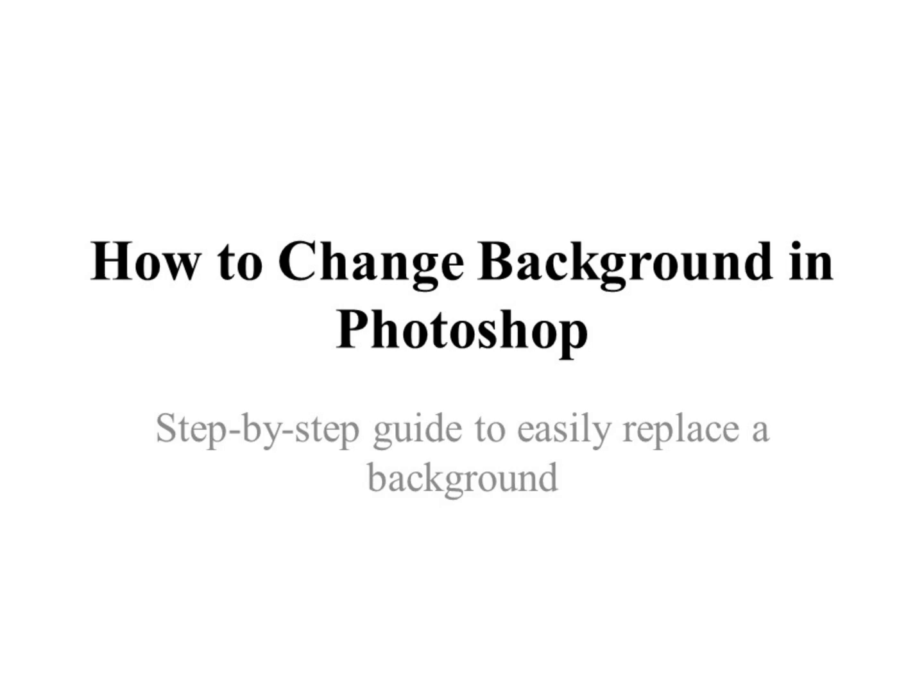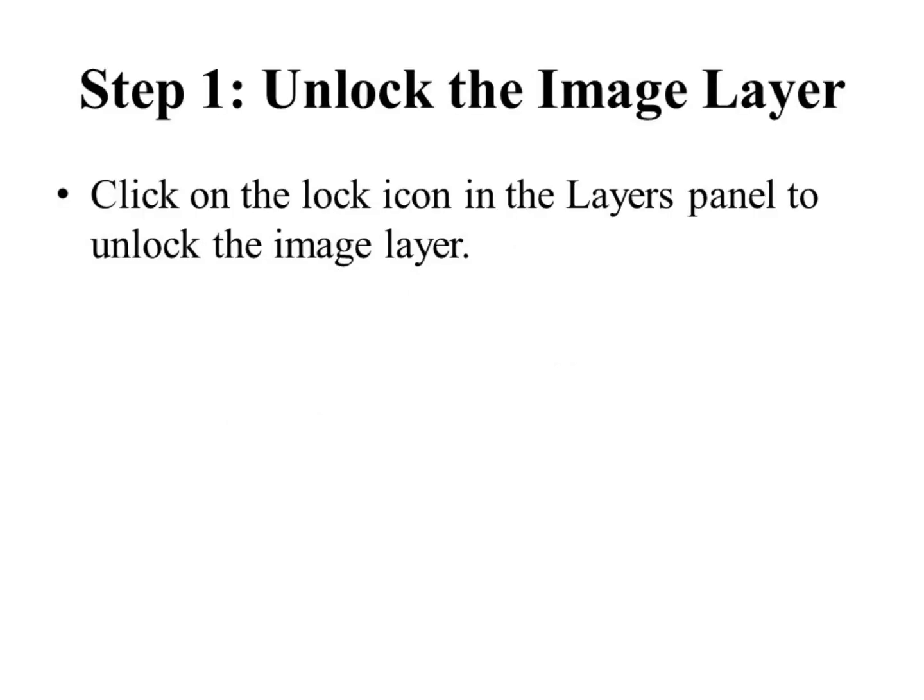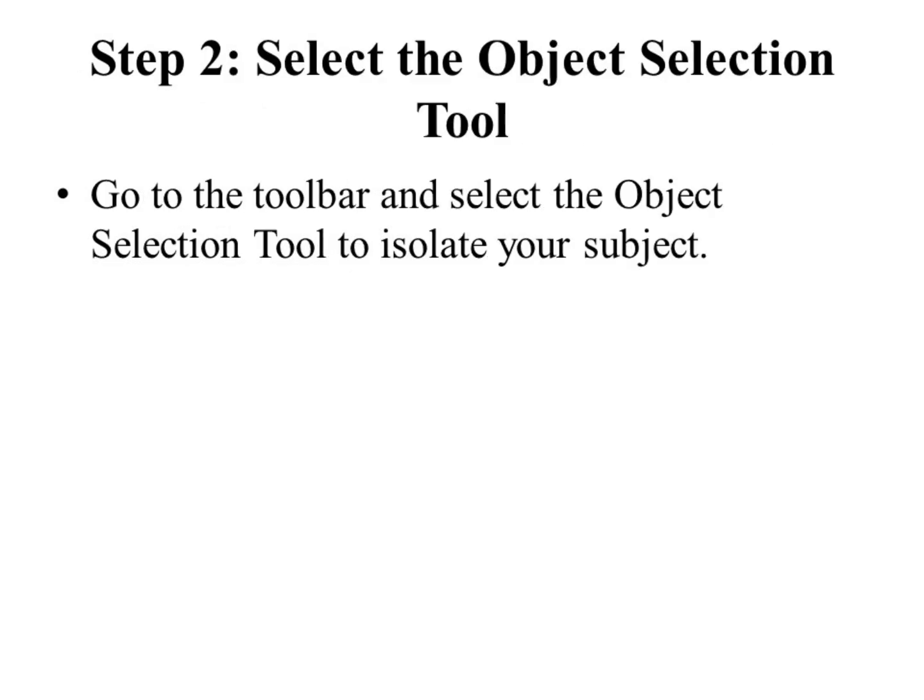In today's video I'm going to show you how you can quickly change a background in Photoshop. So let's dive in. First, you gotta unlock your image layer by clicking the lock icon. It's super easy. Now head to the toolbar and grab the object selection tool. So this will help you isolate the subject in just a few clicks.